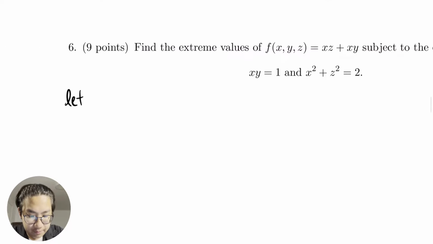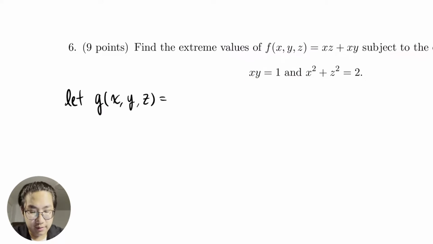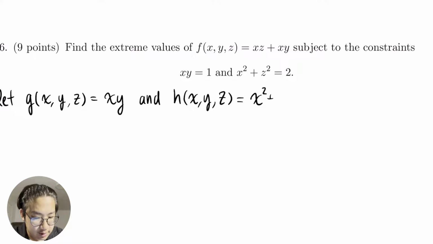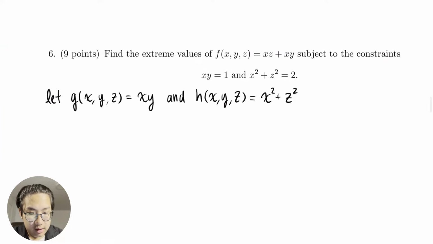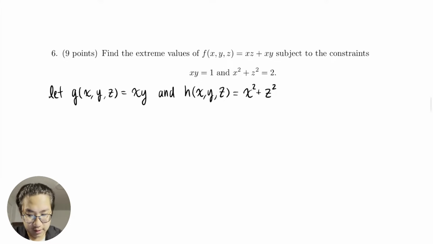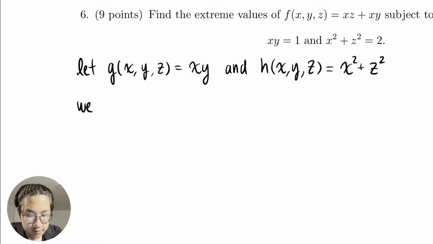So we have, let g of x, y, z equal xy. We're just setting this equal to the variable portion of the constraint function. And then we also have h, so h of x, y, z is just equal to x squared plus z squared. And then next we need to set up a system of equations that we will eventually solve. So let's say we need to solve the following system.